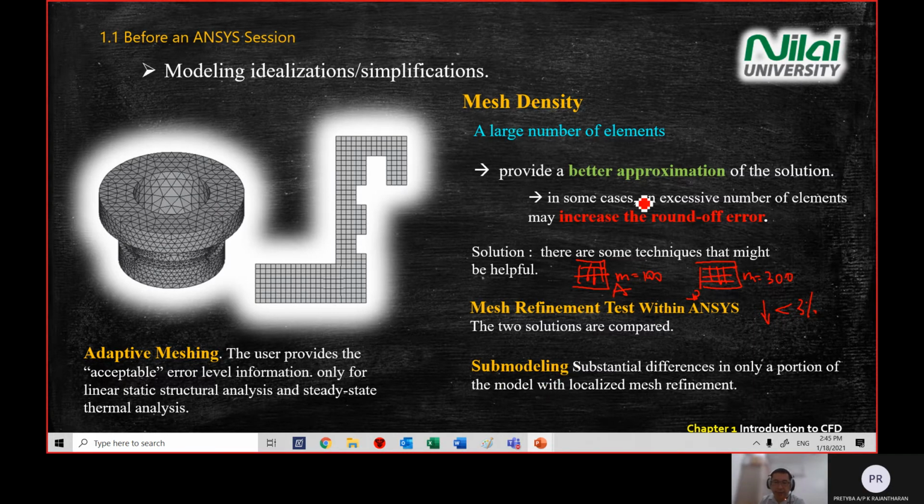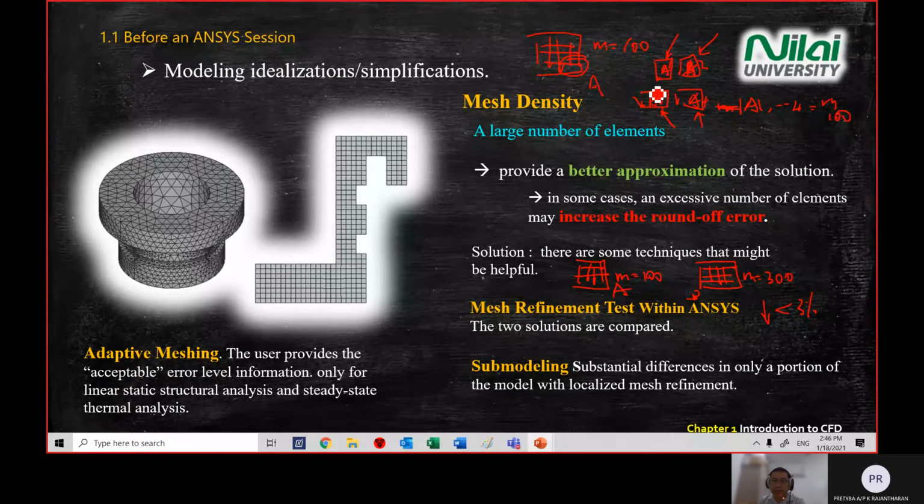The third one is submodeling, meaning you break, for example, this model A. Let's say the total mesh number is 100. You break this model into a few components: A1, A2, A3, A4. And then you run the simulation individually, meaning you have four sets of results. And when you do submodeling, the mesh number is going to increase. For example, for A1, A2 until A4, each one you use mesh number 100. So you can imagine that it can generate better results compared to the very big picture here.